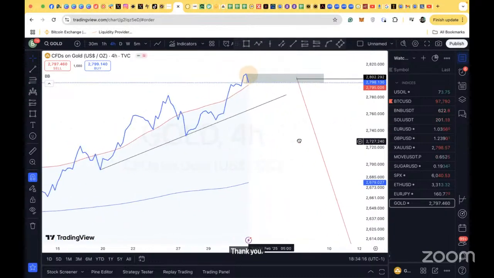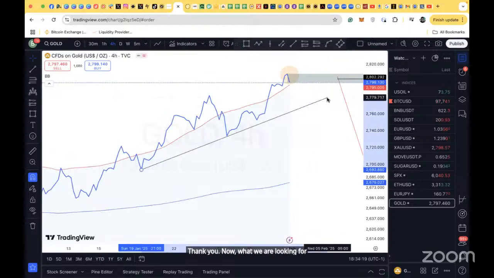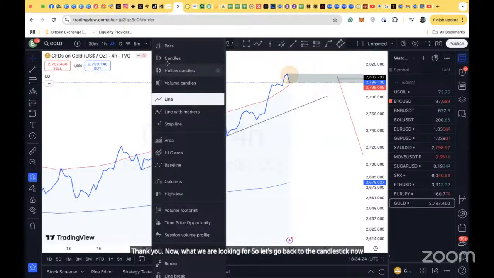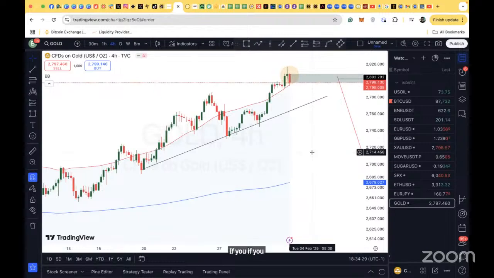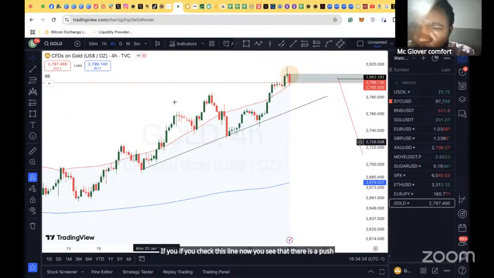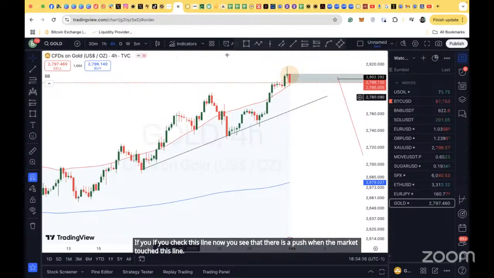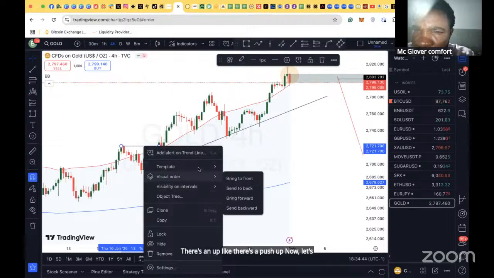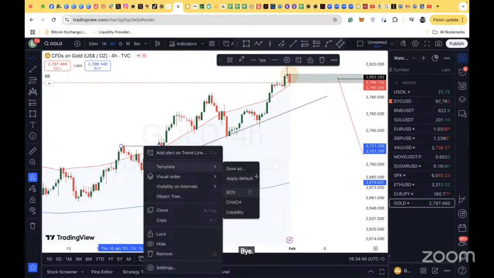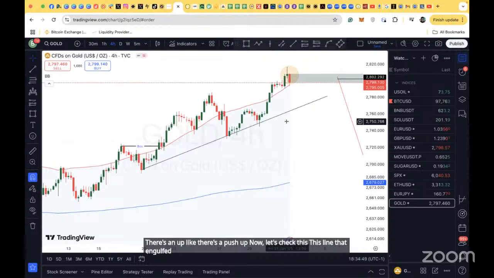Now, what we are looking for. Let's go back to the candlestick now. If you check this line now, you see that there is a push. When the market touches this line, there's a push up. Now, let's check this line that engulfed above this, and I don't know how to explain this without my screen.